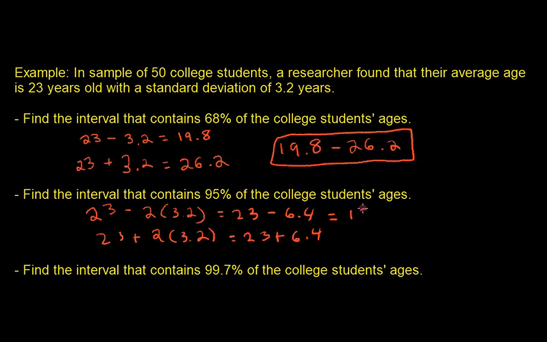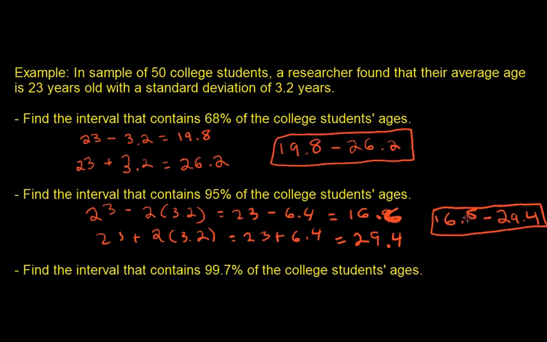So this is 16.6, that's what I meant to say, and this would be 29.4. So 95% of the students are between the ages of 16.6 and 29.4. Now find the interval that contains 99.7% of the college student ages.